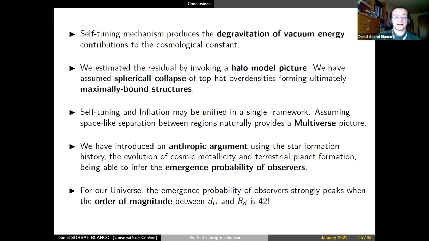Then self-tuning and inflation can be unified in a single framework. And if we assume that the separation between regions is space-like, this naturally provides us with a multiverse picture. Then we introduce an anthropic argument that uses the star formation history, the evolution of cosmic metallicity, and the terrestrial planet formation, making it possible to infer the emergence probability of observers. The emergence probability of life, the probability that we are today talking about this. And interestingly enough, we have found that for our universe, the emergence probability of observers strongly peaks when the order of magnitude between the diameter of the universe and the charge radius of the proton takes exactly the value 42. So thank you a lot for listening.